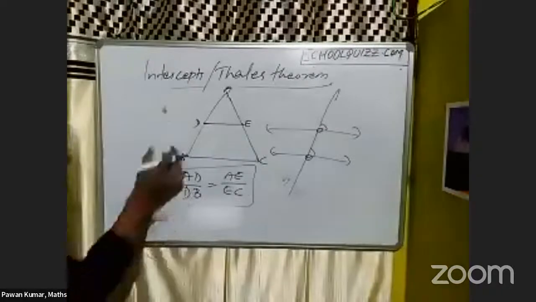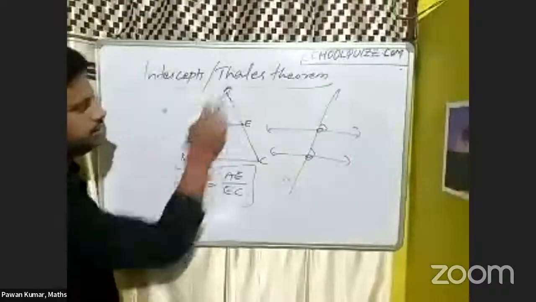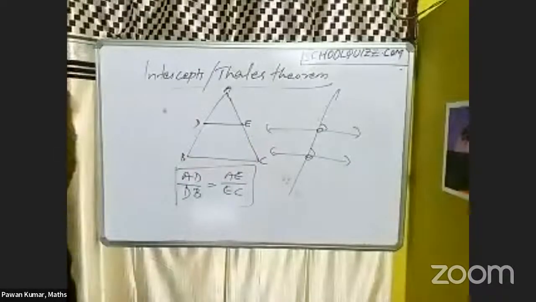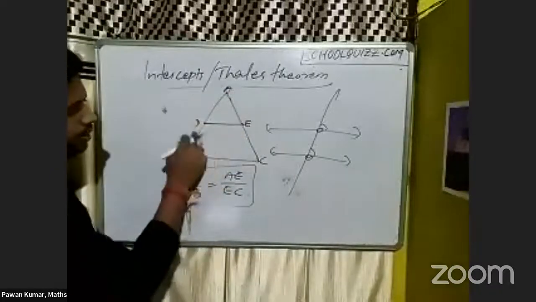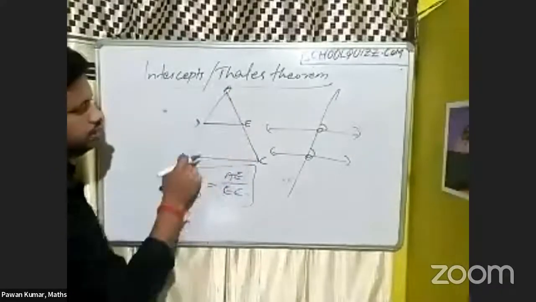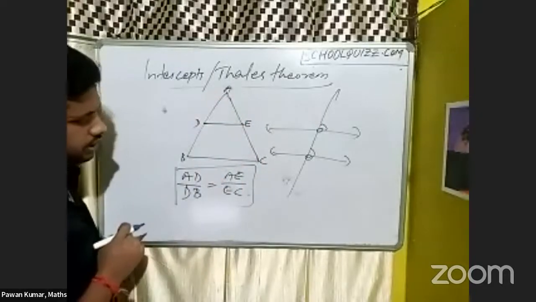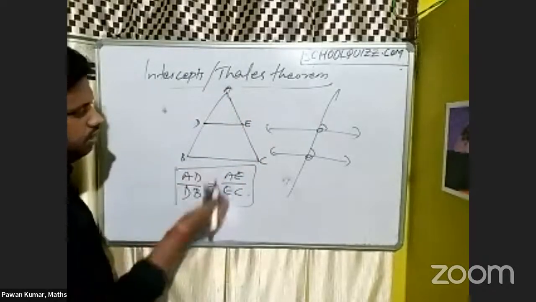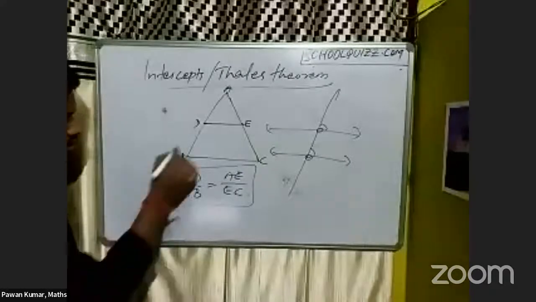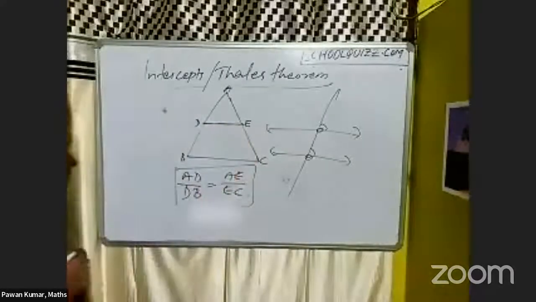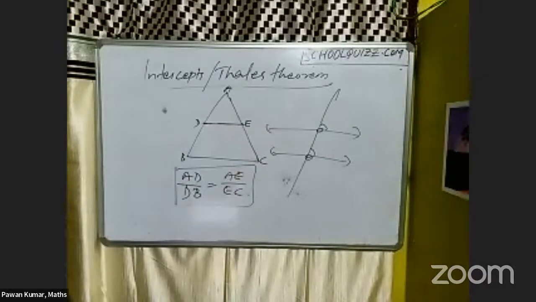So in the triangle, if they bisect each other, they will give you the ratio of their sides. Understand? If they divide in this way, these side ratios will be equal to this side ratio like that. Suppose these two lines are parallel. How do they implement these things here?